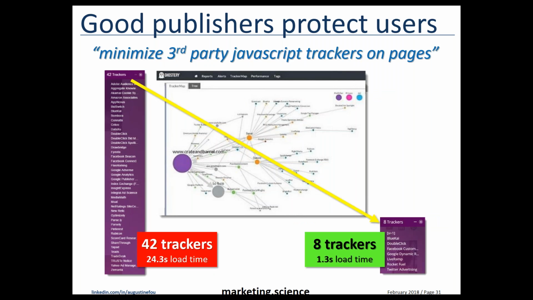Another thing that good publishers are doing is minimizing the third-party trackers that they put on their site over the years. Take this example: one publisher had 42 trackers on their site, and then they reduced it all the way down to 8. Not only is that going to help protect users from being tracked and their private information getting exfiltrated, it's also going to have major benefits in terms of page loading time. It reduced the load time from 24 seconds to 1 second. So there are a lot of other benefits to publishers for taking these steps.